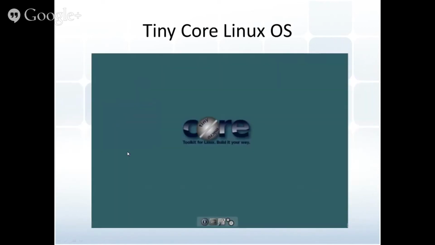What I want to say here about Linux OS is Tiny Core Linux. It's the tiniest OS in the world. It has only 5 MB, only a 5 MB OS, just like the picture. We have four buttons at the bottom. We can add functions to the OS.